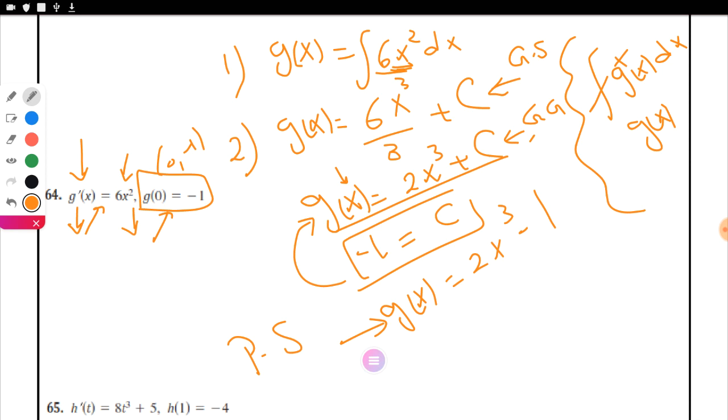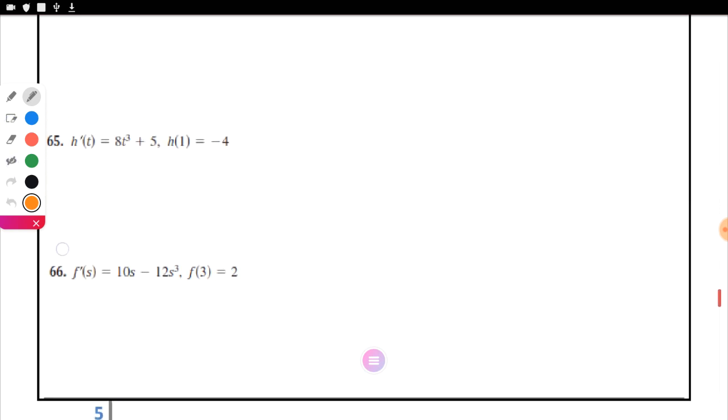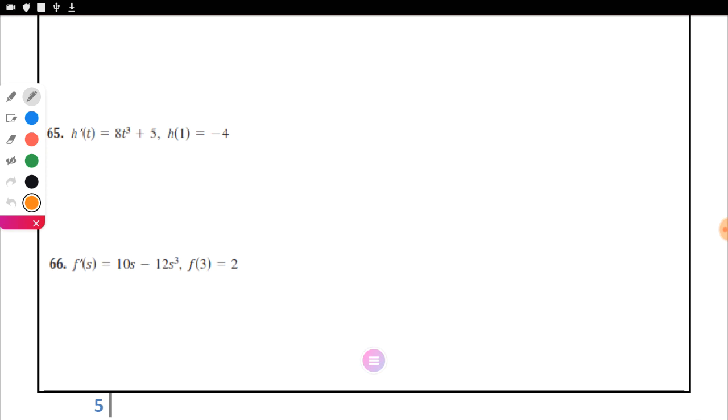The first step, integrate both sides. Then find the antiderivative for both sides by integration. I think it's so easy and trivial for you. Let's solve number 65. In our live session, we solved number 65. That is the first step. I think it's so easy.